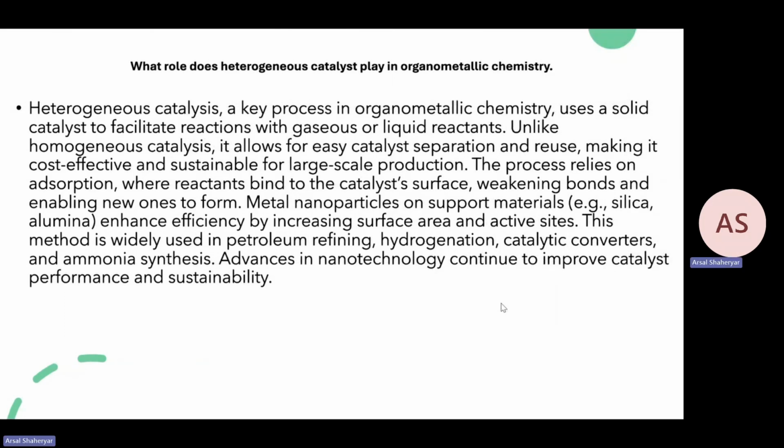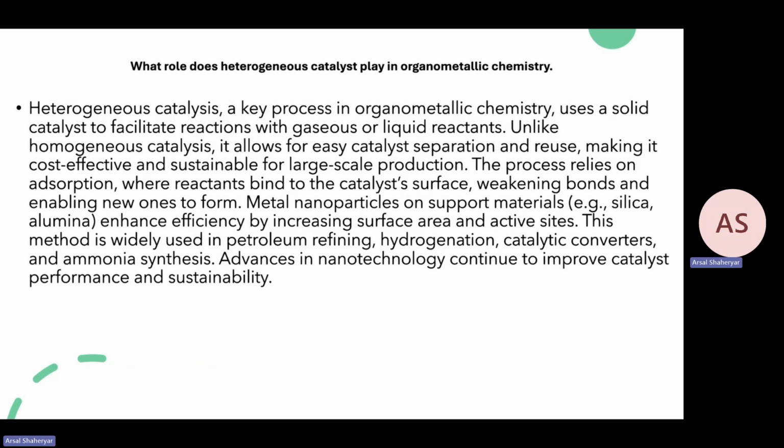Heterogeneous catalysis, a key process in organometallic chemistry, uses a solid catalyst to facilitate reactions with gaseous or liquid reactants. Unlike homogeneous catalysis, it allows for easy catalyst separation and reuse, making it cost effective and sustainable for large scale production. The process relies on adsorption, where reactants bind to the catalyst surface, weakening bonds and enabling new ones to form.